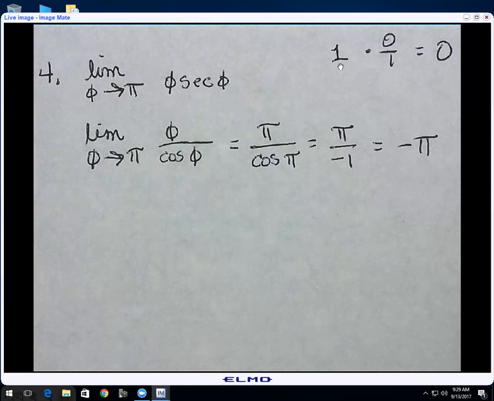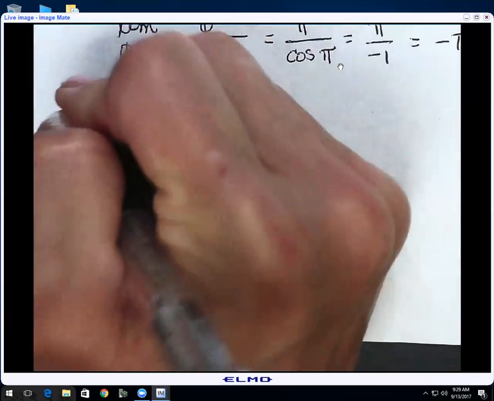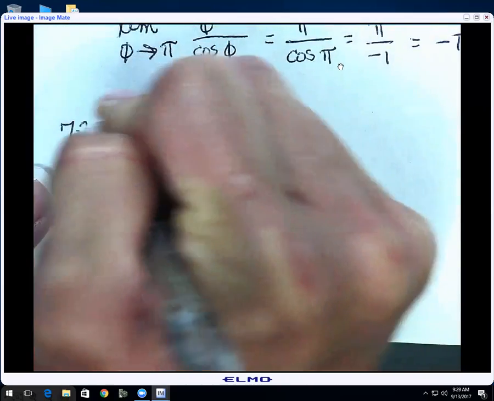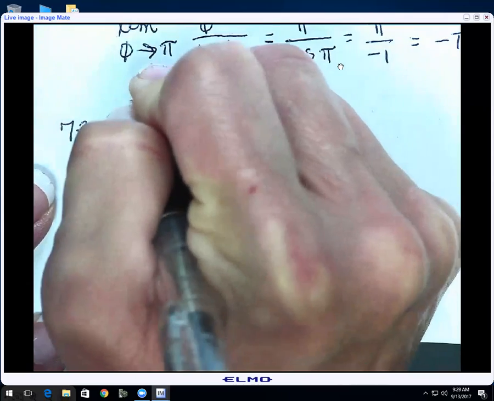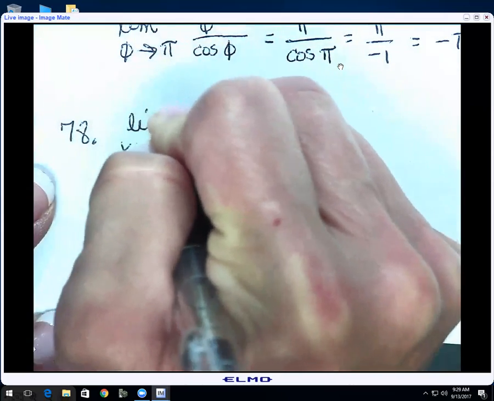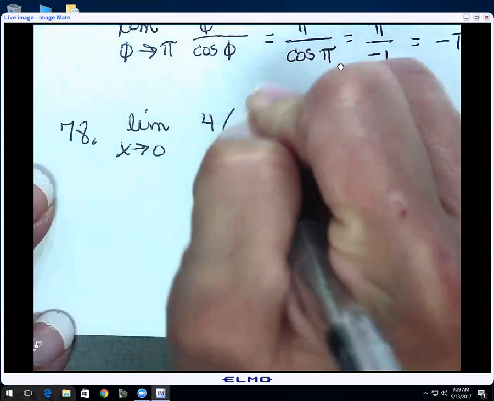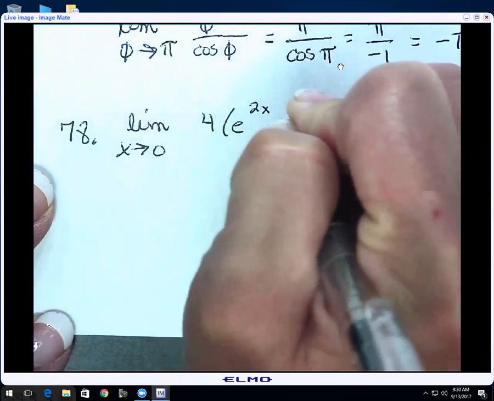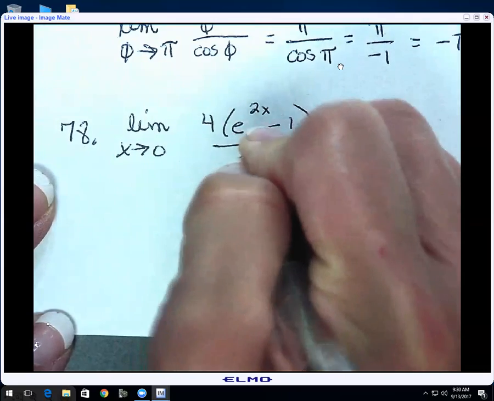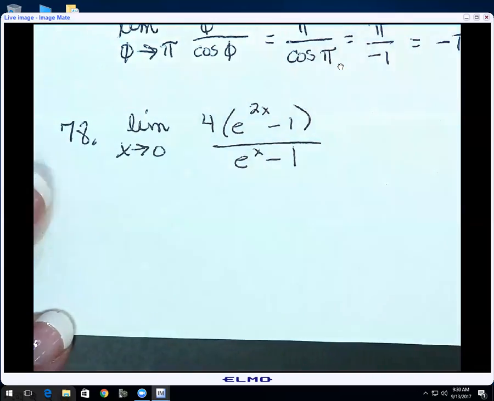All right. Let's skip to 78. I need to get 3 more problems done. 78. The limit as x approaches 0 of 4 times e to the 2x minus 1 over e to the x minus 1.